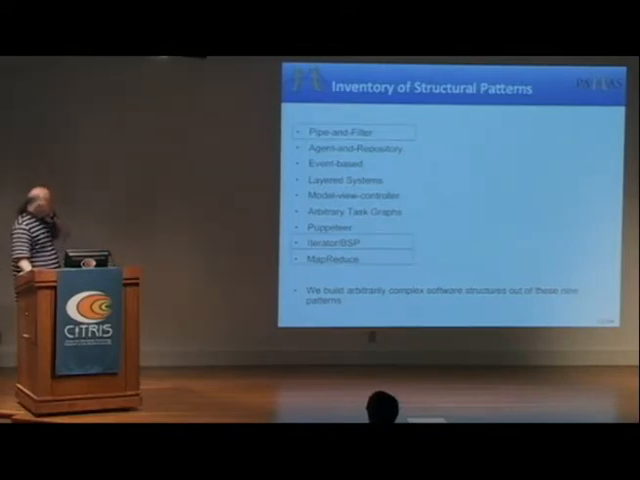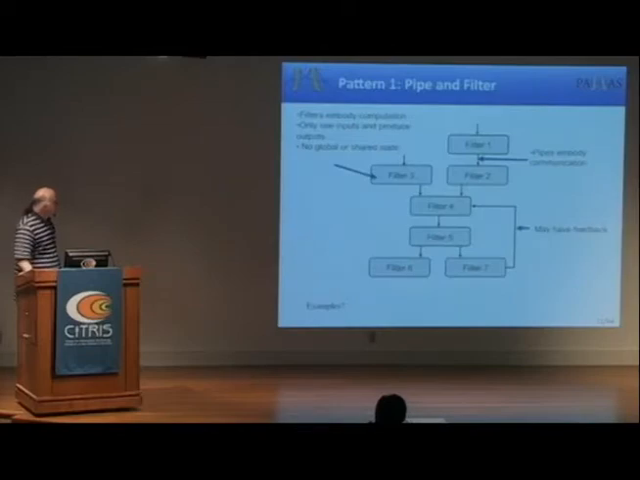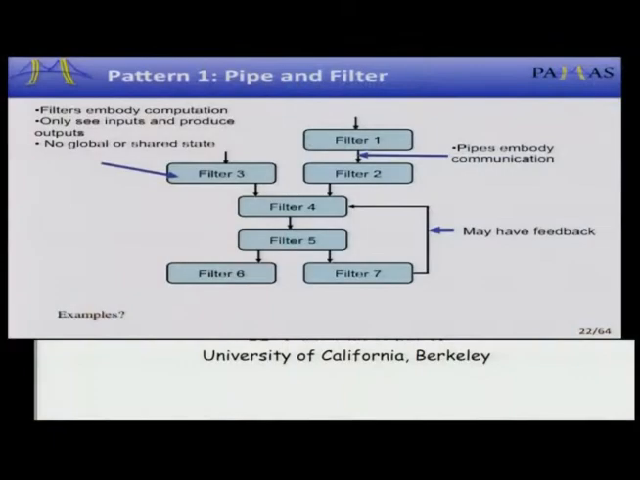So I'm going to focus on just three of these: the pipe and filter, and then two of the parallel ones, Iterator, or bulk synchronous process, and MapReduce. So pipe and filter is pretty simple. The filters embody where the computation happens. And the key thing about these filters is they're pretty simple.